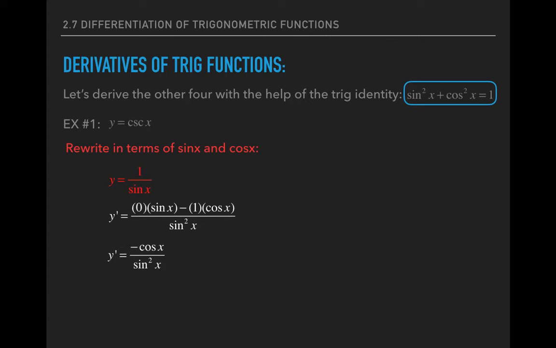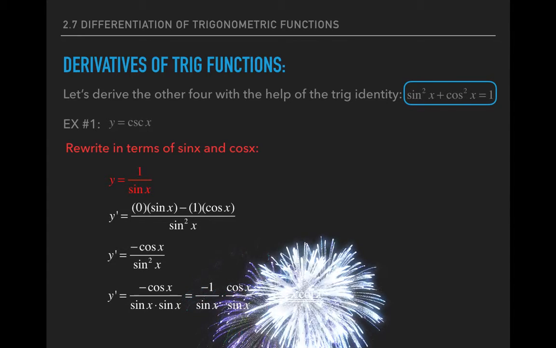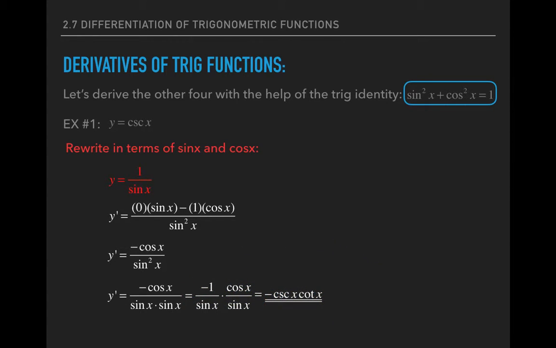And at this moment, you can't really simplify, you can't really use that trig identity, but we can expand your denominator. So what this really could be interpreted as is negative 1 over sine and cosine over sine, which is, using your trig definitions, negative cosecant x times cotangent x. And that is the derivative of cosecant.